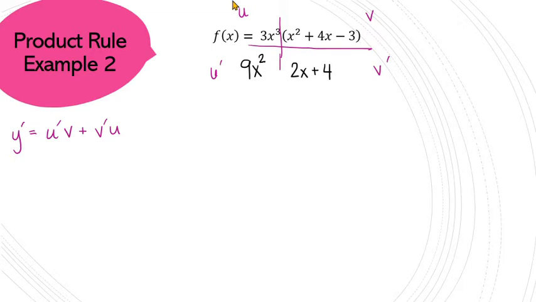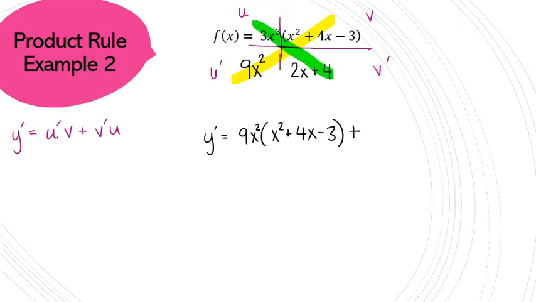All right, now we're going to do our magic banana, kitty corner. Y prime equals 9x squared onto x squared plus 4x minus 3, plus our second one in green here, 3x cubed, u, onto v prime, 2x plus 4. Once again, we're in a situation where we're going to end up distributing.